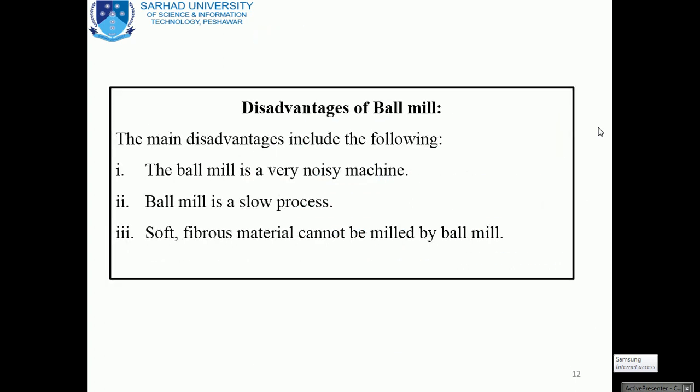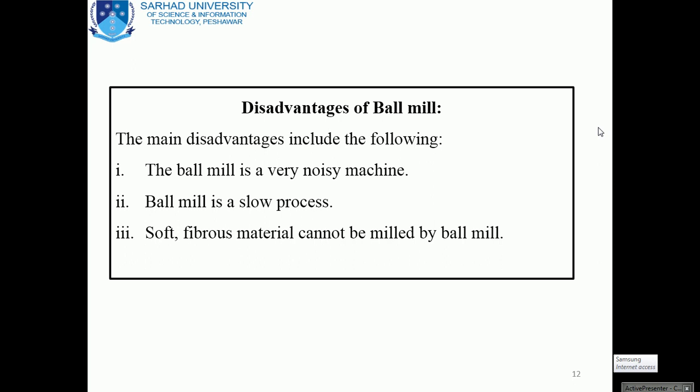While there are certain main disadvantages of using this piece of equipment, the first main disadvantage is that it produces very high noise pollution, and it is difficult to handle the noise generation by this equipment.